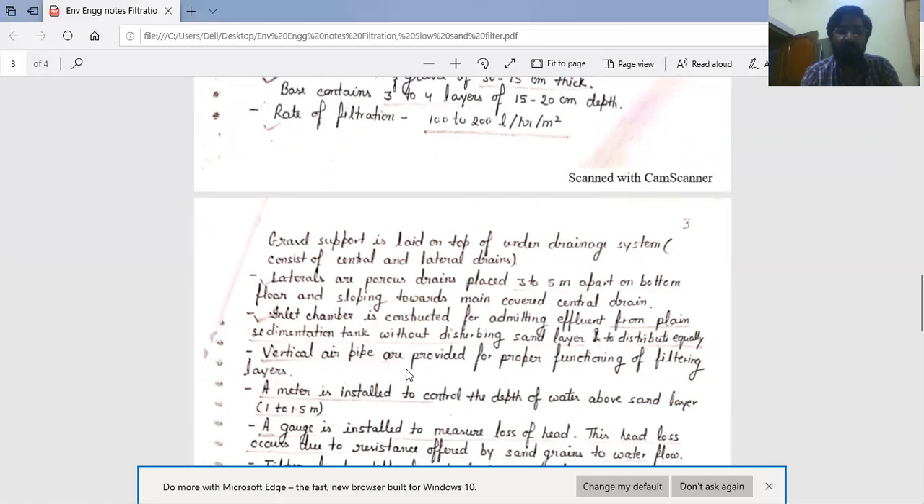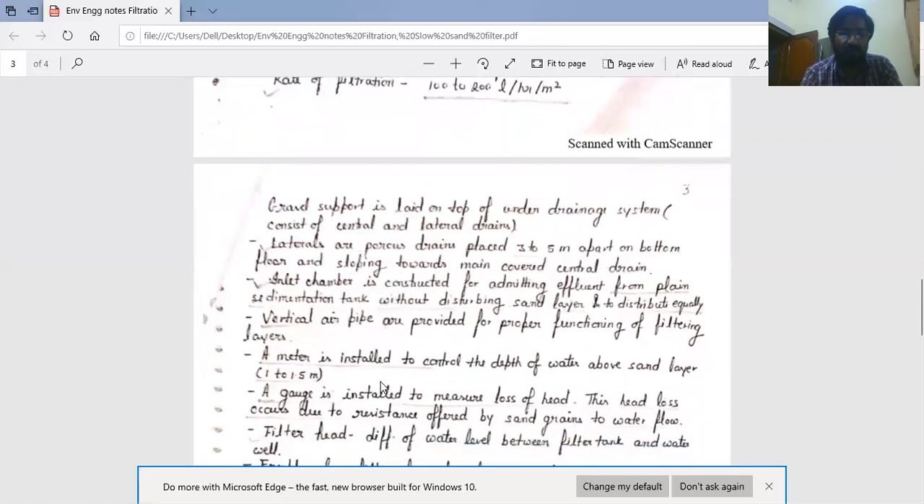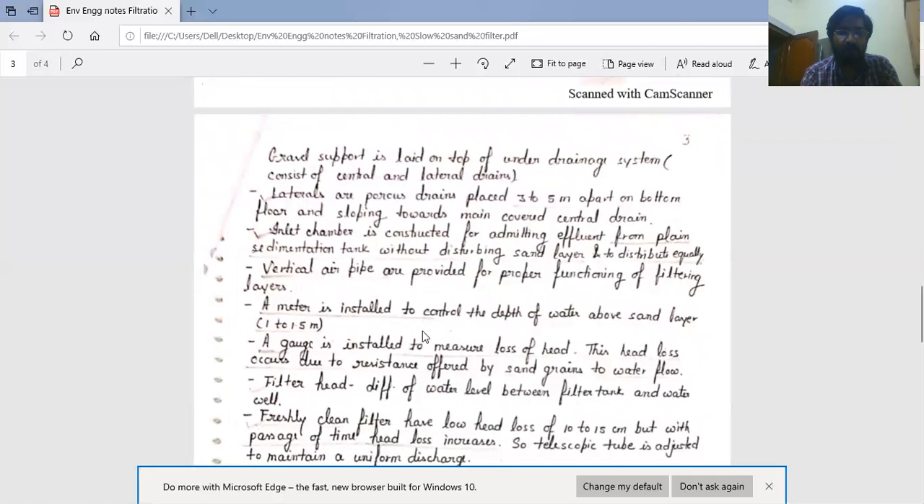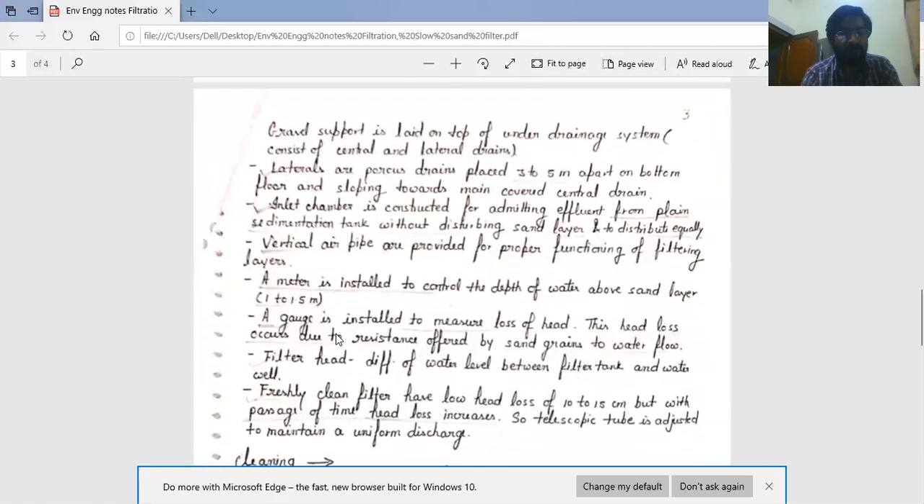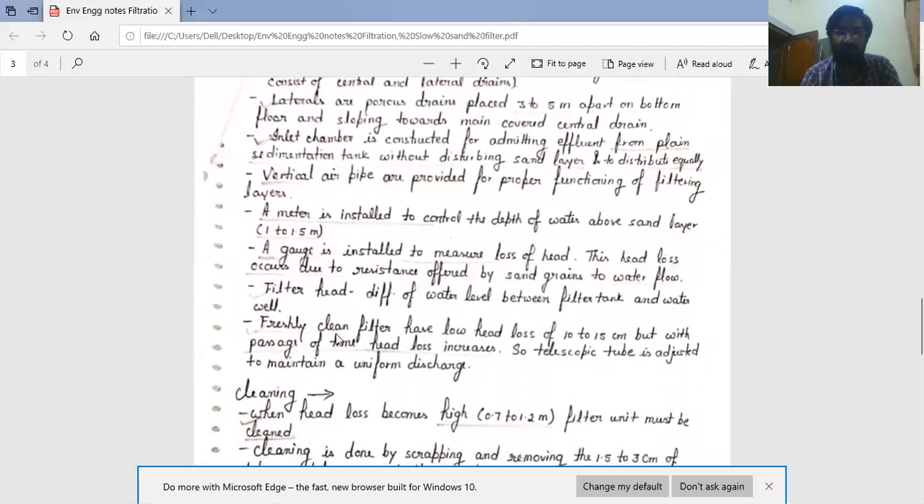Vertical air pipes are provided for proper functioning of the filtering layer, to relieve reduced atmospheric pressure. A meter is installed to control the depth of water above the sand layer, 1 to 1.5 meter. This is the depth of water over the filter media. A gauge is installed to measure the loss of head.